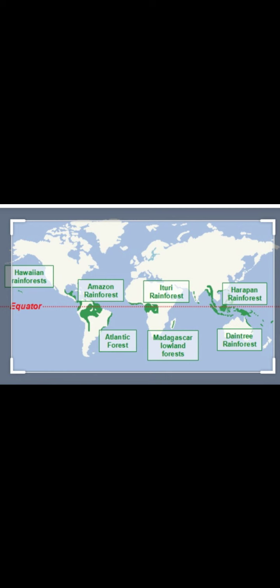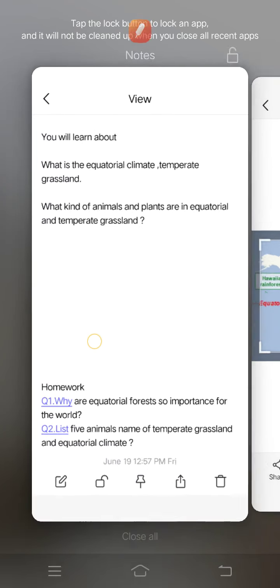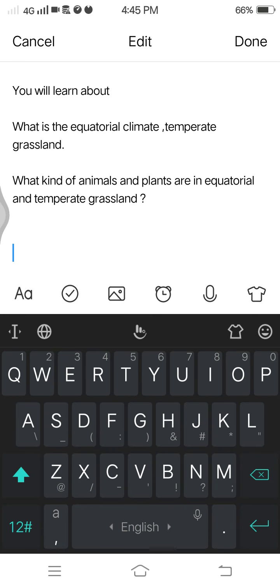We are studying the major climatic regions of the world. So this is our last lecture on the major climates. Last class, we studied the monsoon climate, Mediterranean climate, and tundra. Today we'll study the equatorial climate and temperate grassland: what they are, and what kinds of animals and plants are found in these climate zones.